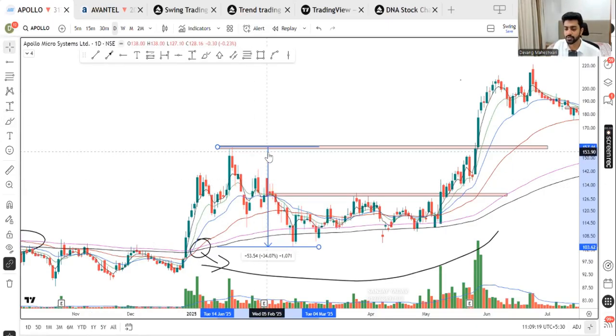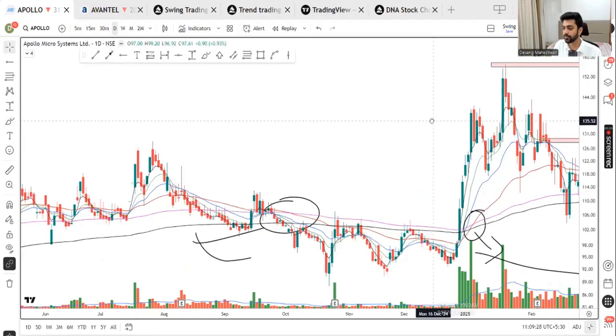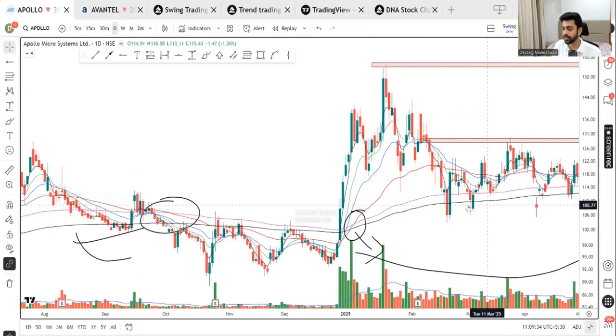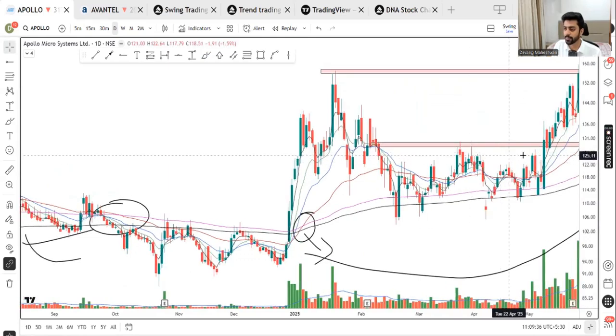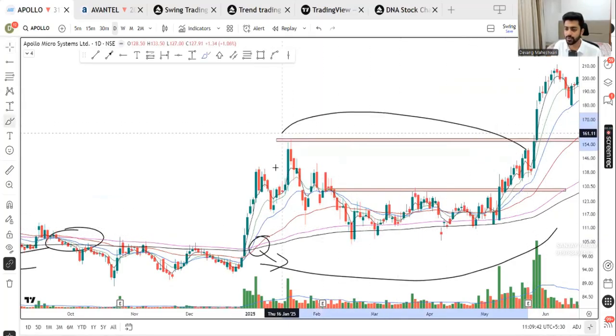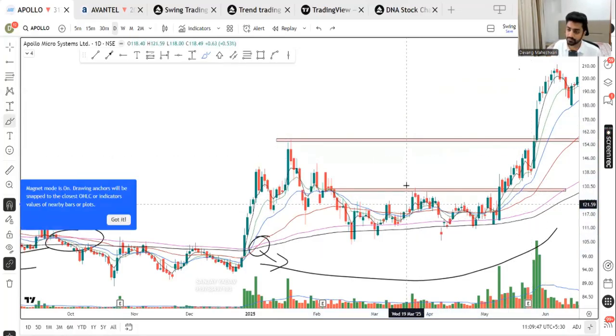Okay, after this correction, it started. So till here it was just falling. If you look up here, after that it found its support somewhere up here. Okay, and then it again started correcting, going up sideways, and finally saw some movement up here. So this is a kind of base. This entire structure, we call it a base, or you can call it a consolidation phase.